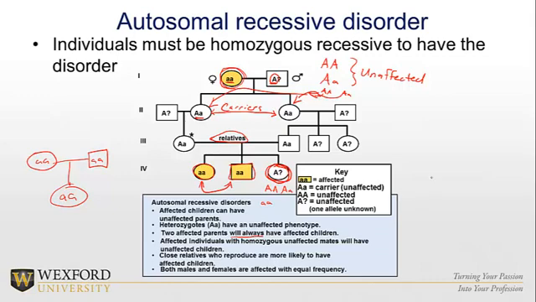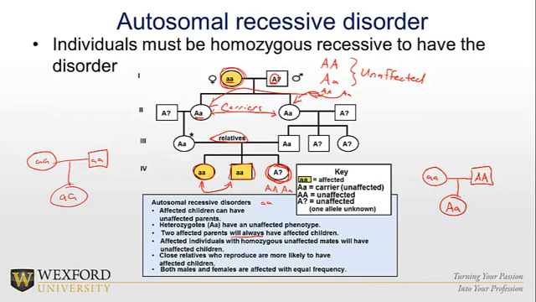That if I have an affected individual with a homozygous unaffected mate, that means we know what this mate is, they will always have what? Carriers for children, unaffected, but they're carriers.